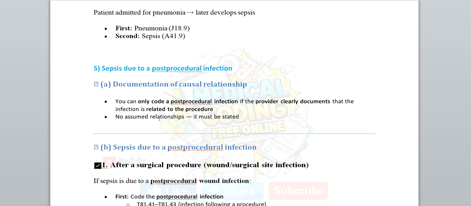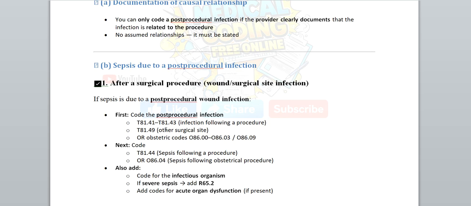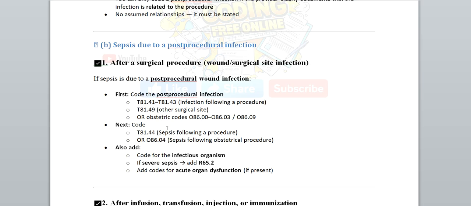So no assumed relations, it must be stated. So sepsis due to post-procedural infection after surgical procedure, wound, surgical site infection. If sepsis is due to post-procedural wound infection, first code the procedural infection. What is this, T81.41 or T81.43?